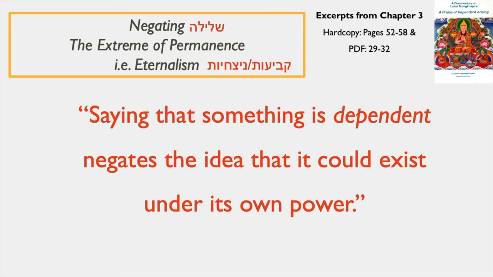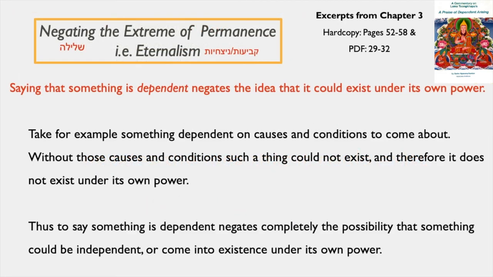If something is dependent, it cannot exist under its own power. Take, for example, something dependent on causes and conditions to come about. Without those causes and conditions, such a thing could not exist, and therefore it does not exist under its own power. Thus, to say something is dependent negates completely the possibility that something could be independent or come into existence under its own power.